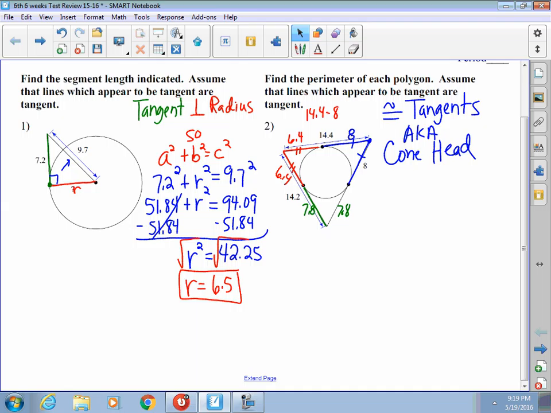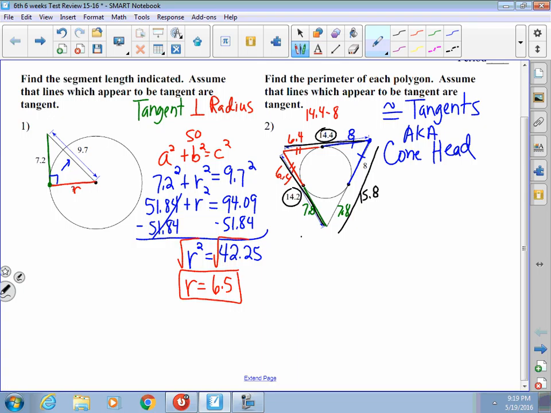And now I can do the perimeter, because you're going to be asked to find the perimeter of each polygon. Well, to find the perimeter, that is the distance around the triangle. We have to add up all the sides. Well, I already have the 14.4. I know that's this side. I also have the 14.2. I know that's the left side. So I need to go ahead and add my 7.8 and my 8 to get 15.8 for the third remaining side. And the perimeter, our distance around, is 14.2 plus the 14.4 plus the 15.8. Go straight to your calculator, type it in, and get that our perimeter is 44.